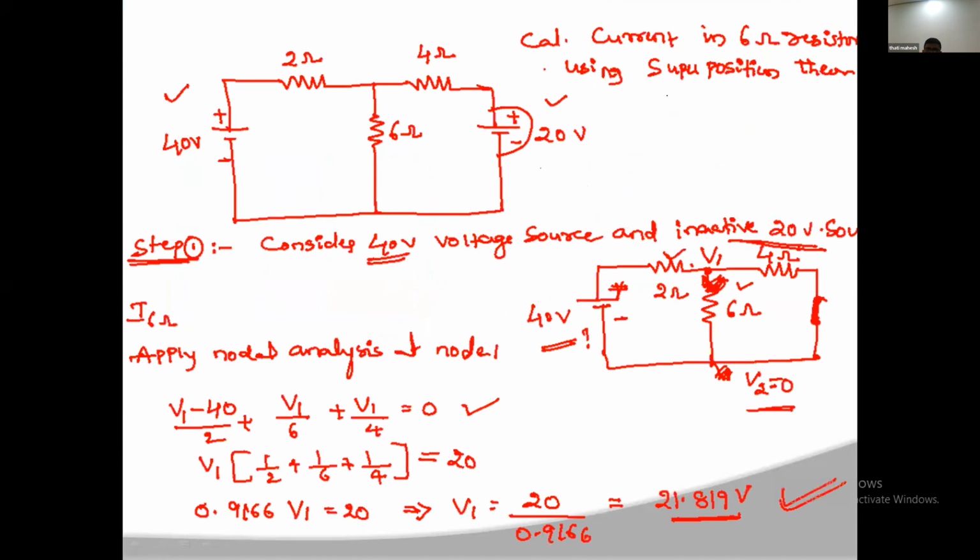Take this problem. Here I am using 40 volts and 20 volts, with resistors 2, 6, 4. First case is step 1. In step 1, two sources are activating, so I am applying nodal analysis. What happened? (V minus 40)/2 plus (V minus 6)/2 plus (V minus 0)/4. From here we get the value of V.